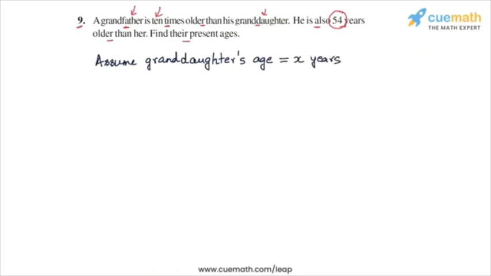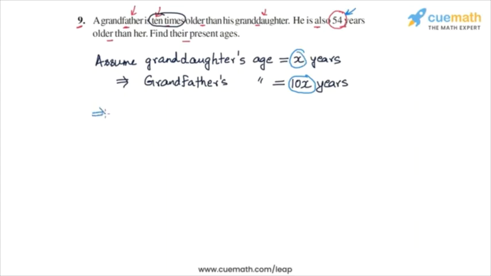Now in terms of x, it is easy to write the grandfather's age because we are told that the grandfather is 10 times older than the granddaughter. So what will the grandfather's age be in terms of x? Well, it will simply be 10x years because he is 10 times older than the granddaughter. Now we are also told that he is 54 years older than the granddaughter. So the difference of their ages, the difference of 10x and x must be equal to 54. So this is how we can form an equation in x. So we must have 10x minus x equal to 54.